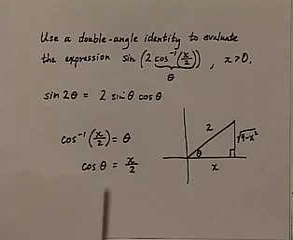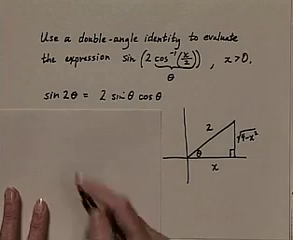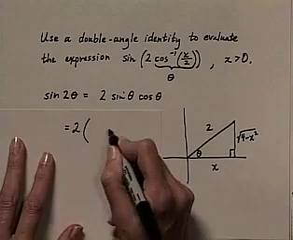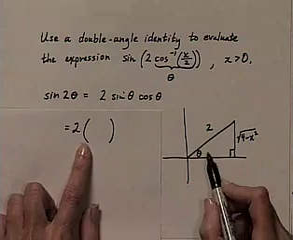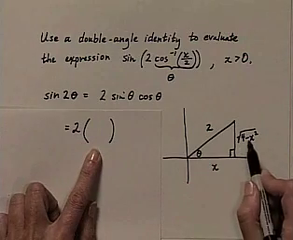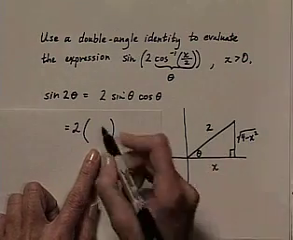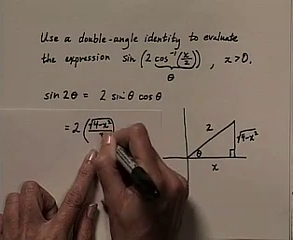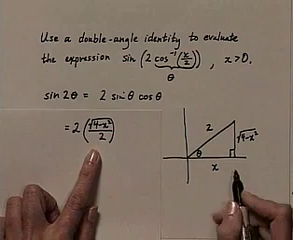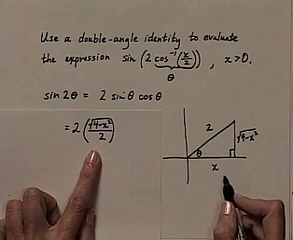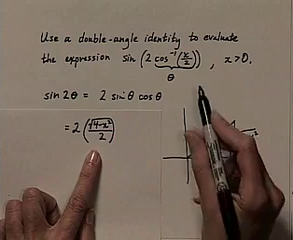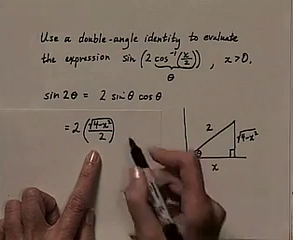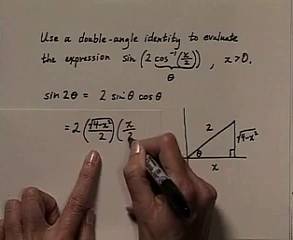And what we can do is use this identity and substitute. We're going to have that this is equivalent to 2 times the sine of theta, which can be found by using this diagram as the side opposite over the hypotenuse. That'll be the square root of 4 minus x squared divided by 2. And then we're going to multiply times the cosine of theta, which we already know, but we could also look at the diagram in order to find that. That's adjacent over hypotenuse. That's going to be x over 2.